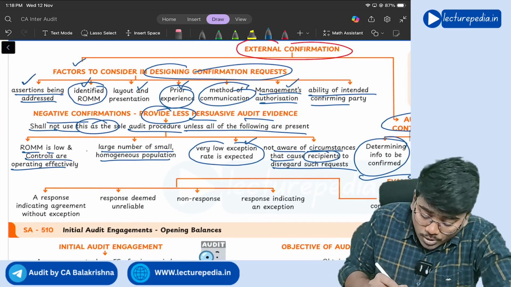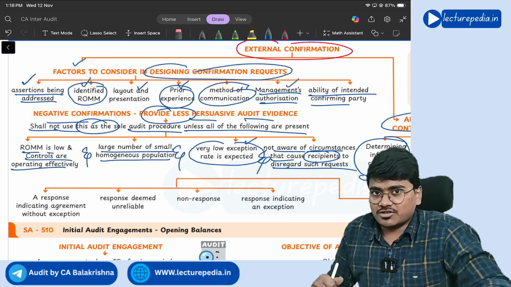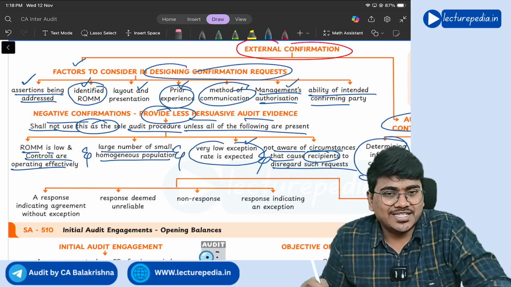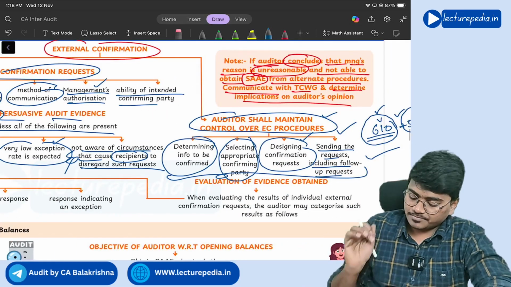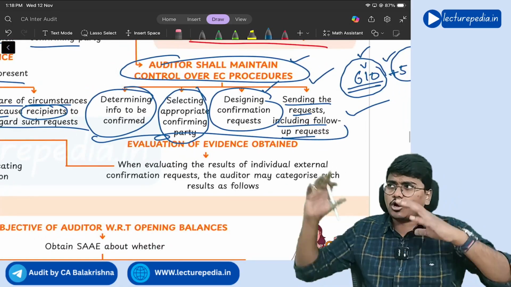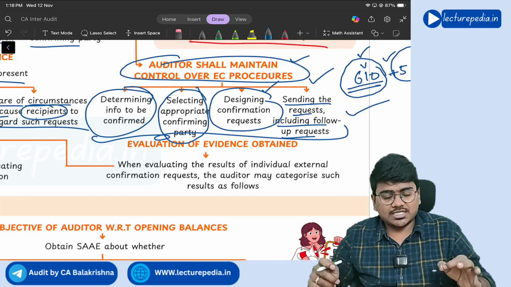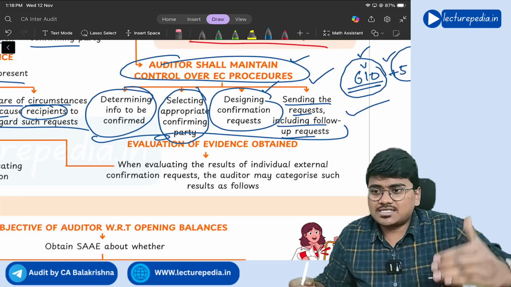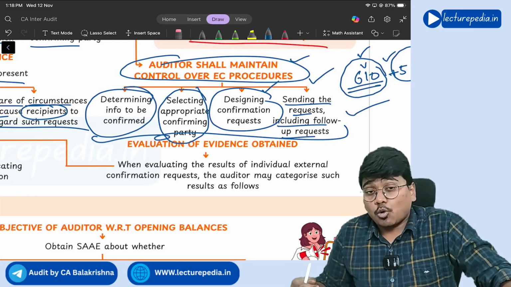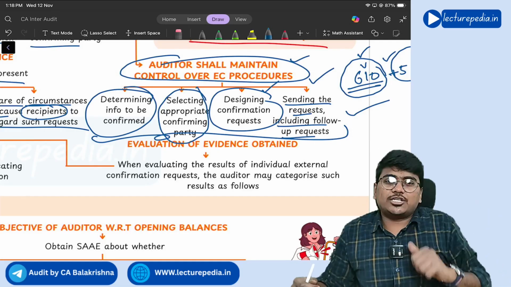Understanding? So only if all these situations are present, you can go with negative confirmation request. Otherwise you should always use positive confirmation request only. Got it? Yes. Next, once you have got the responses, see, the external confirmation procedure doesn't end by just sending the request. It will end only after you evaluate the responses that you have received.